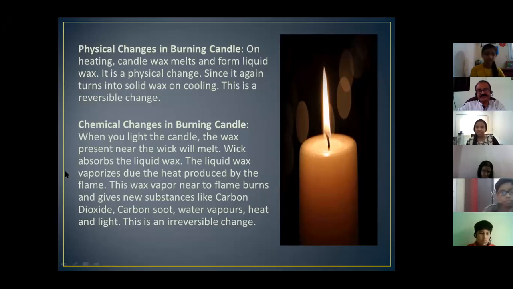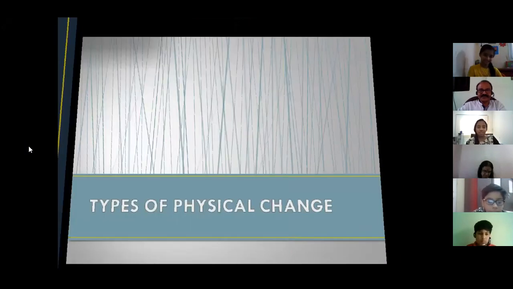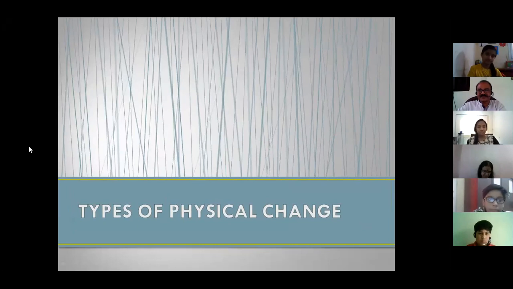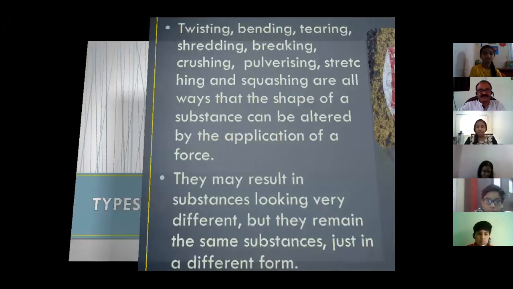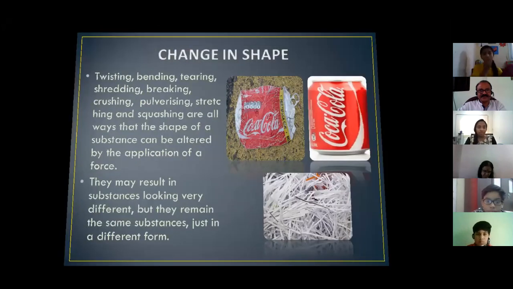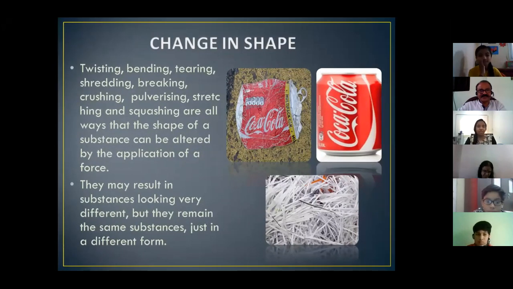Got it? Okay. So the first objective: types of physical changes. First is change in shape. Twisting, bending, tearing of paper, shredding, breaking, crushing, pulverizing, which is another word for crushing, stretching, squashing, all these are ways that can change the shape of a substance by applying force.